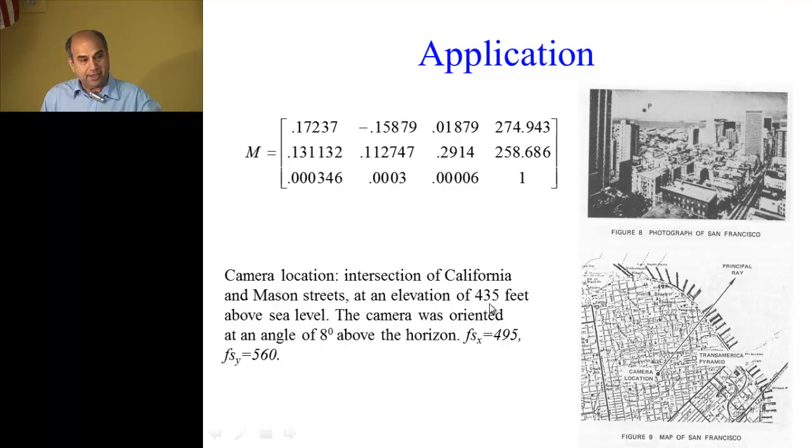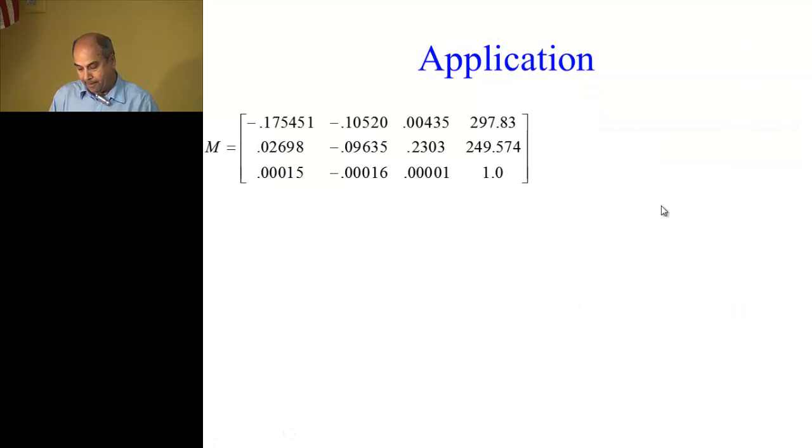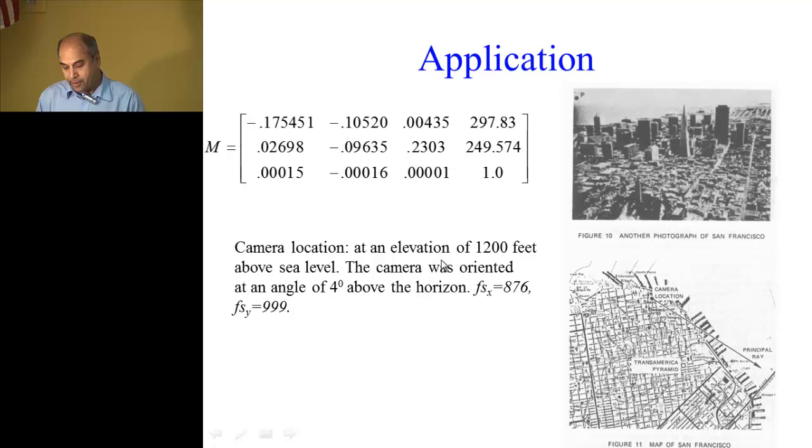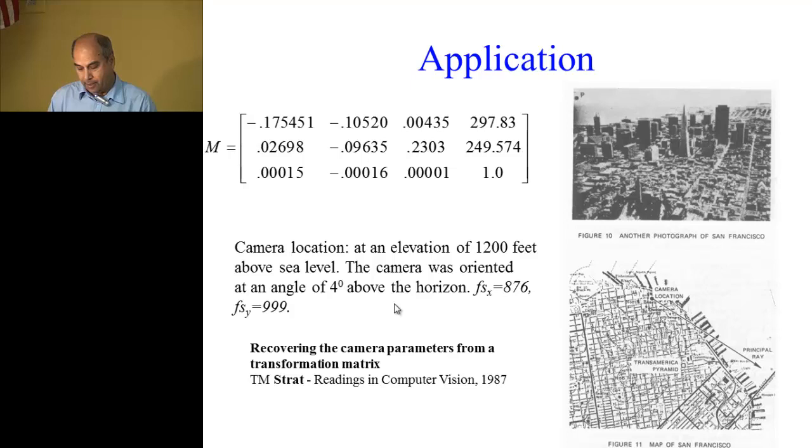It was 430 feet above sea level, and it was oriented at an angle of 8 degrees above the horizon, and these were the focal lengths in X and Y. So its location is here. This is a map, this is an image. This is another example. This is a camera matrix, and it's a picture for this one. They found out it was located 1200 feet above sea level, and this was the orientation of the camera, 4 degrees above the horizon, and this is the focal length. Okay? This is nicely described in a very nice paper by Tom Stuart, which I'm putting a reference to here.